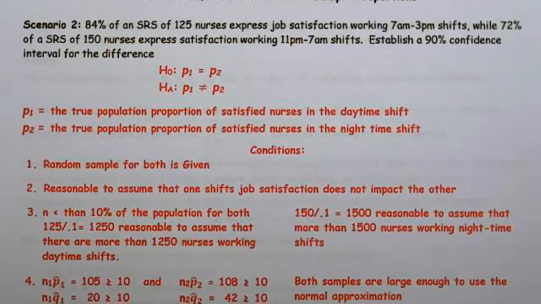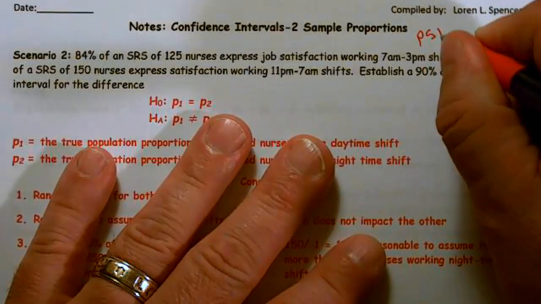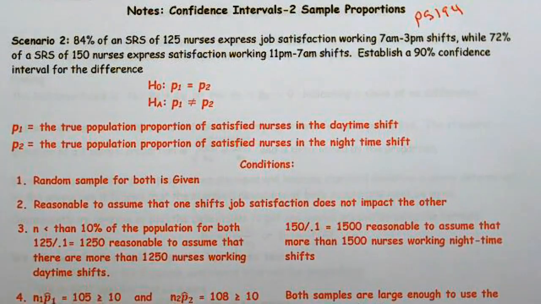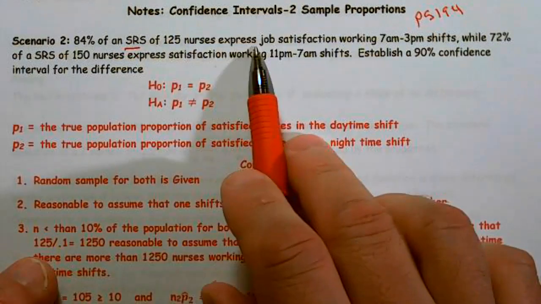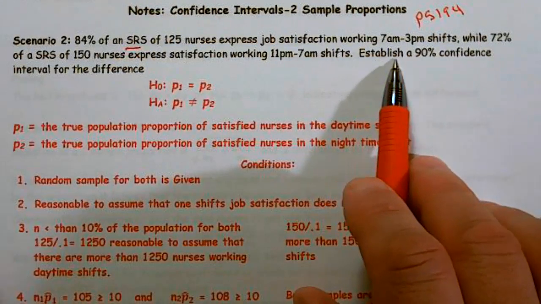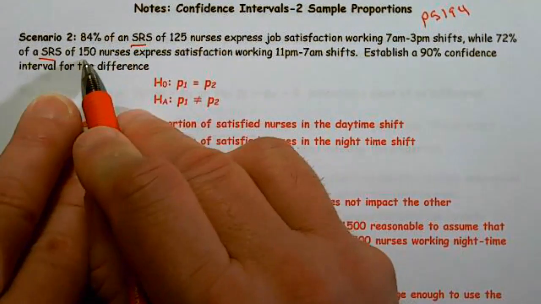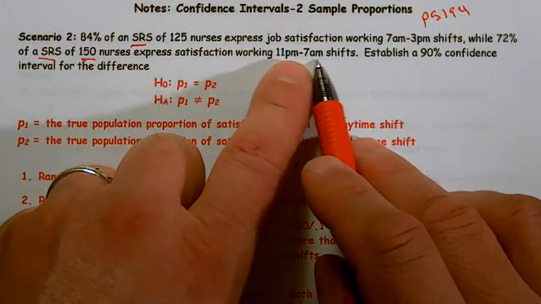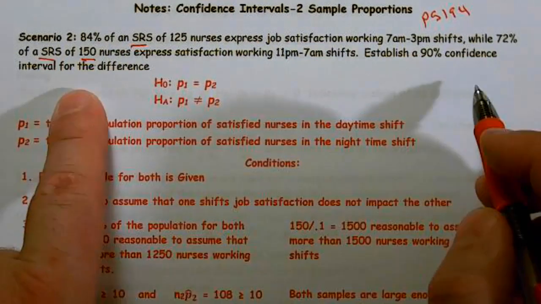All right, scenario number 2. This is page 194 of the notes. 84% of a simple random sample, so we have a simple random sample of 125 nurses express job satisfaction working 7 a.m. to 3 p.m. shifts, while 72% of the simple random sample of 150 nurses express satisfaction working from the 11 p.m. to the 7 a.m. shift. Establish a 90% confidence interval for the difference.